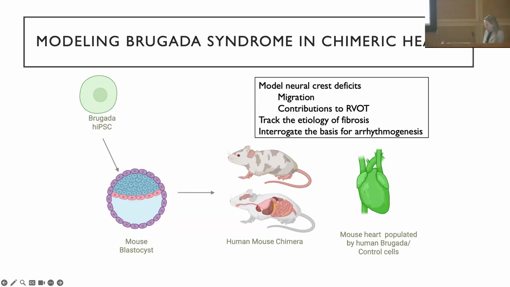And the idea here would be that you could model the neural crest contribution to this, both through tracking migration of the cells and contributions to the RVOT, again, by tracking and also by single cell sequencing. You could also likely track the etiology of the fibrosis that we know we see on MRI in Brugada patients, and ideally interrogate the basis for arrhythmogenesis in these patients.